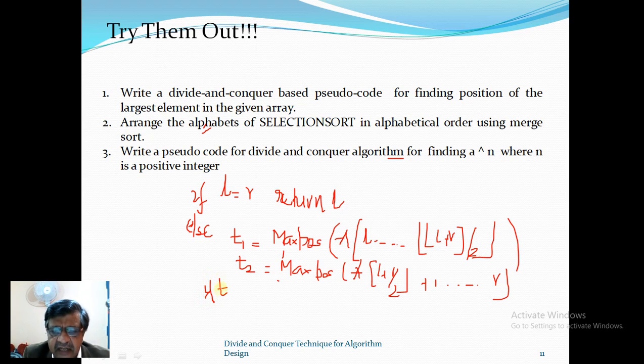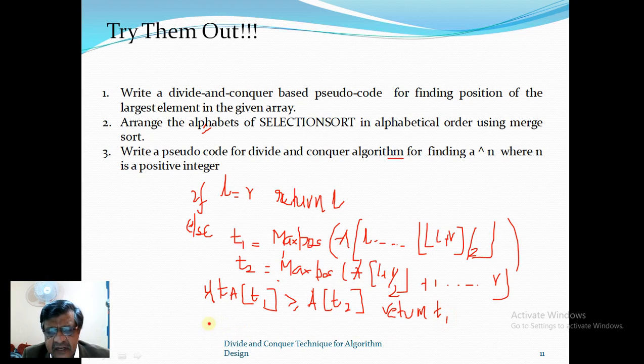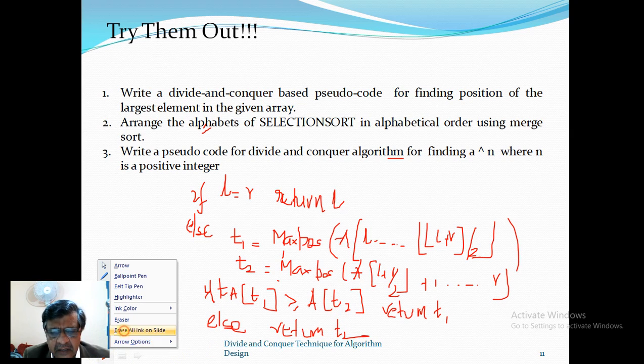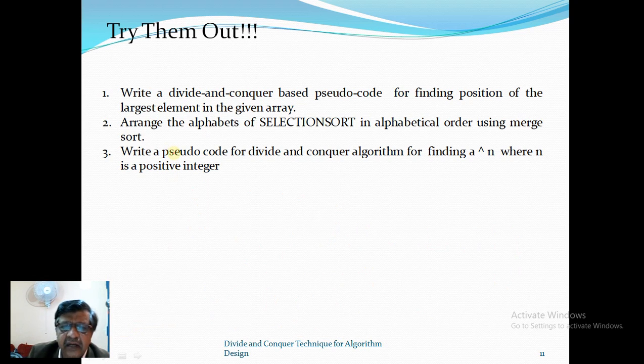We will compare that. If A of T1 is greater than or equal to A of T2, then we will return T1 as the index where the maximum valued element is present, else we will return T2. This is the thing.